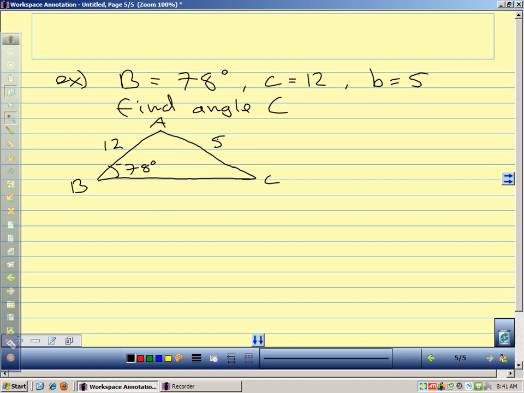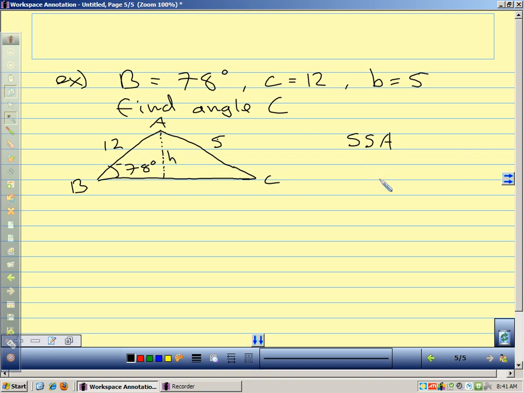And we need to figure out if this is going to give us one triangle, 0 triangles, or 2 triangles. We have a side-side angle combination, so we have to be careful. Right off the bat, we can see that side B is smaller than side C. If side B is smaller than the height of the triangle, if I draw in my altitude here, if 5 is smaller than the height, then we cannot make a triangle.